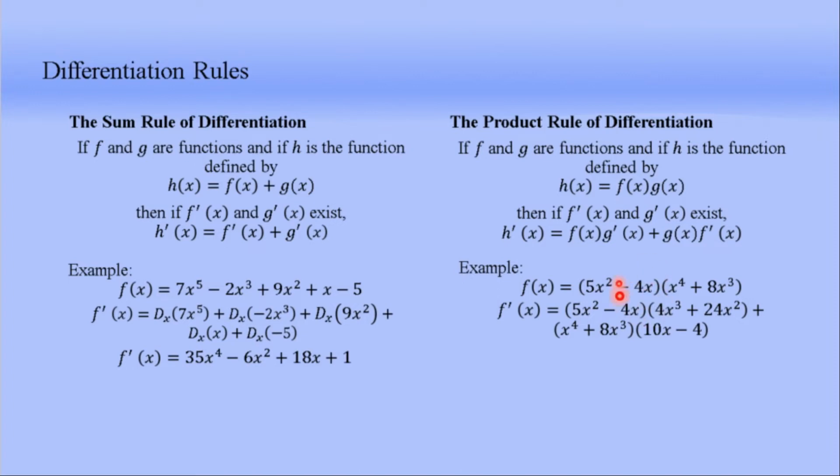And then we're going to find the derivative of the second term in the function. So 4 times 1 is 4, and then 1 minus 1 is 0, so that's going to cancel out the x. So the derivative of negative 4x is just negative 4.